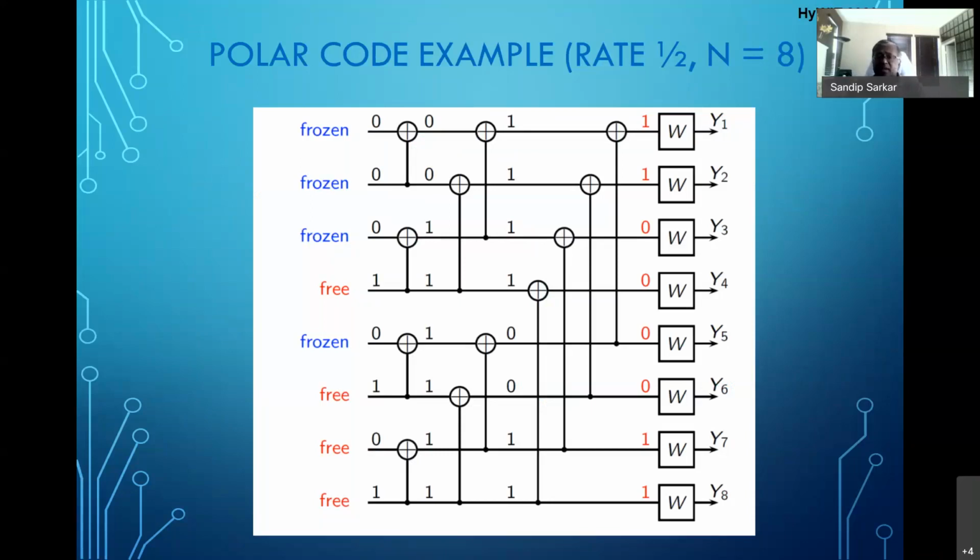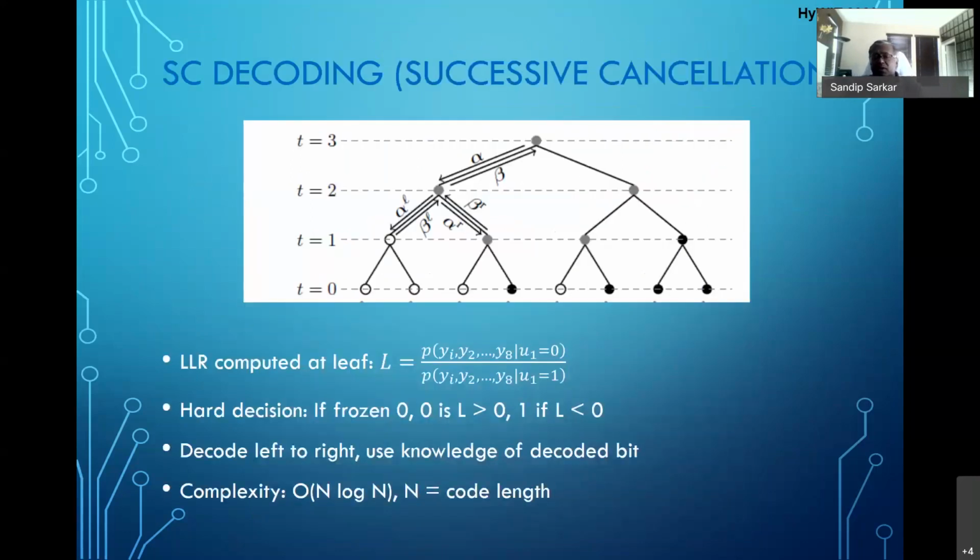And then you can take all the free bits, put whatever information you have on them, and send it on the channel. The way to decode is we go from left to right, in successive cancellation decoding. At each leaf node, you calculate the log likelihood ratio, which is obviously given y1 to y8, the probability that you receive that, given that your leftmost leaf is 1 or 0. Now, if it is frozen, we know it is 0. Okay, so it's done.